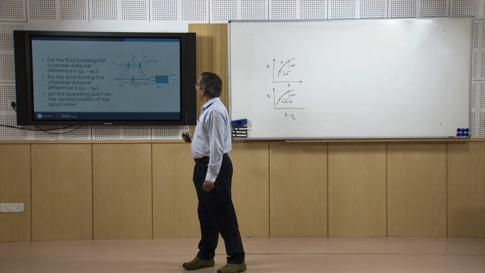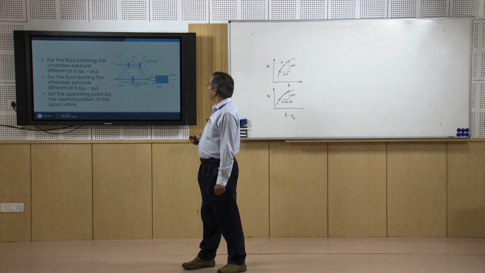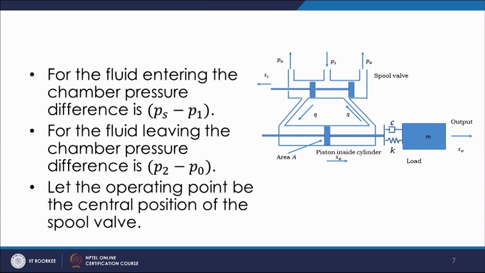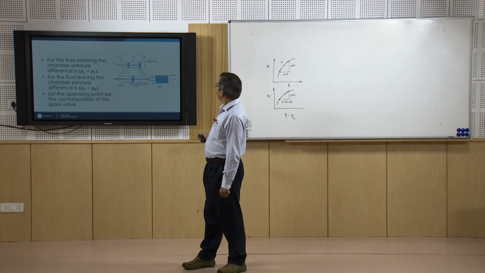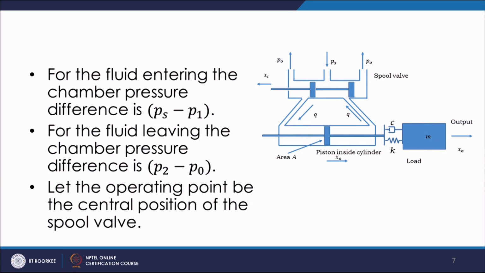So, now here you see that for the fluid entering the chamber, what is going to be the pressure difference. Okay. So, as I said, this side we assume the pressure to be P1. So, the pressure difference for fluid entering this chamber here is Ps minus P1. Okay. And for the fluid leaving the chamber, the pressure is P2 minus Po. Okay. So, here this side the pressure is P2 and this is the exhaust pressure Po. Okay. O is basically the subscript for out. So, here the pressure drop is P2 minus Po.